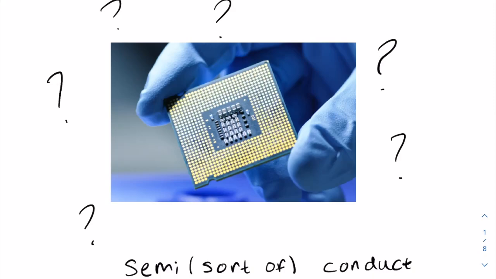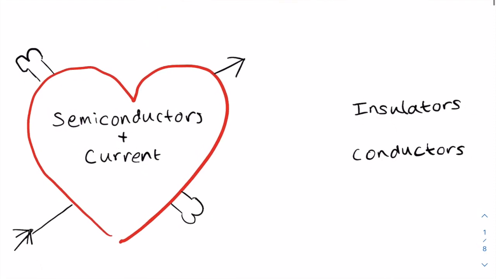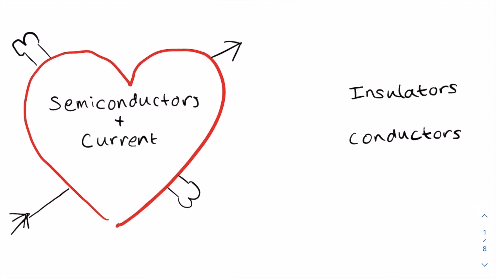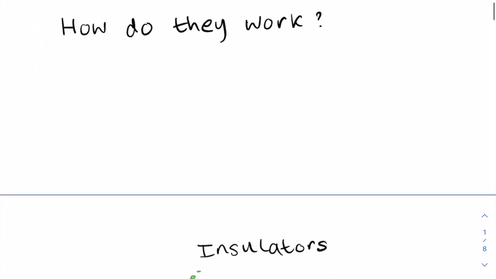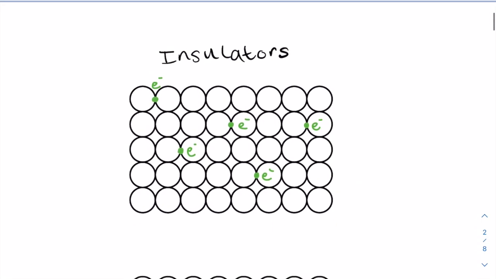So, what are semiconductors? Well, we can infer from the name that they are semi, or sort of, conductive. So what does this mean? Well, it means that they are sometimes an insulator and sometimes a conductor. So they have a bit of a love-hate relationship with current. Well, how do they work?